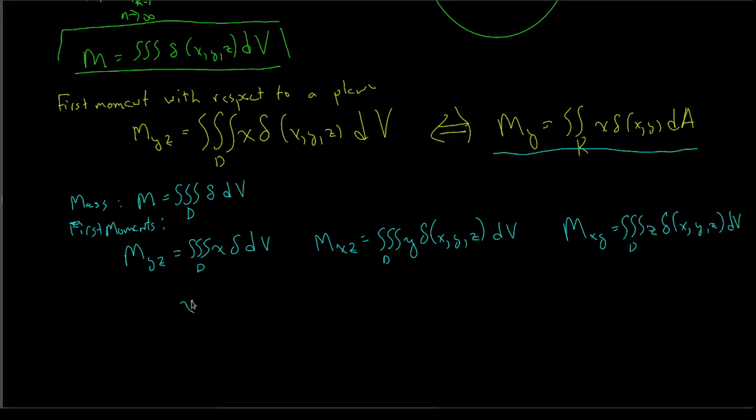And so to find the center of mass, you take the moment in the YZ plane divided by the total mass, and that'll give you the center along the x-axis. It'll give you the x value for the center of mass. The y value for the center of mass is the moment about the xz plane divided by the total mass. And the z value for the center of mass is the moment about the xy plane divided by the total mass.